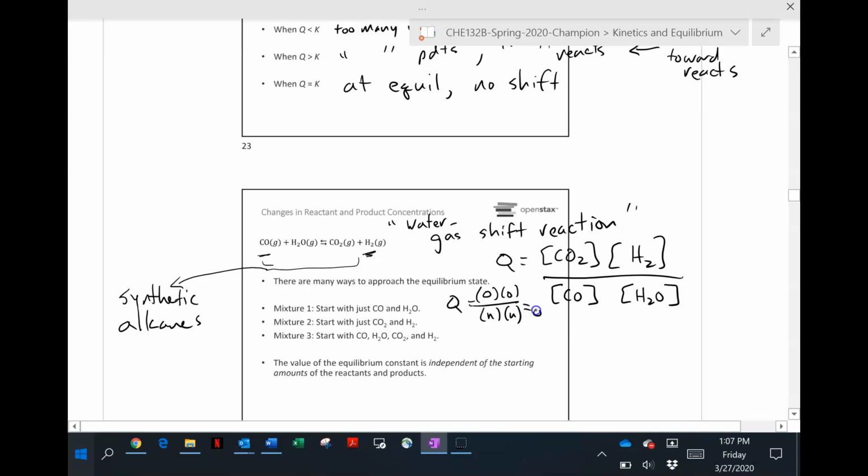Well, that Q is going to be 0. That's going to have to be less than K, whatever K is. K is not going to be a negative number. K is always going to be a positive number.